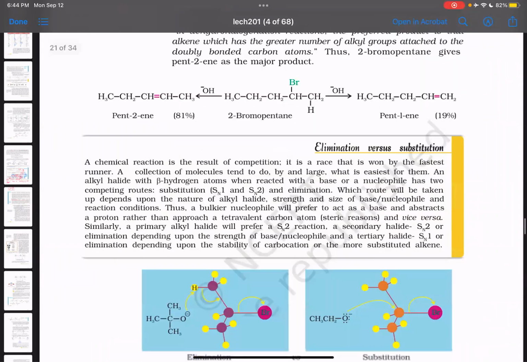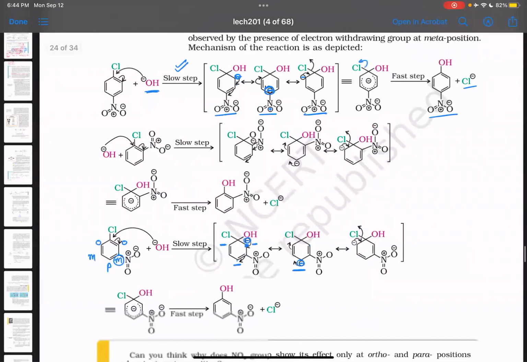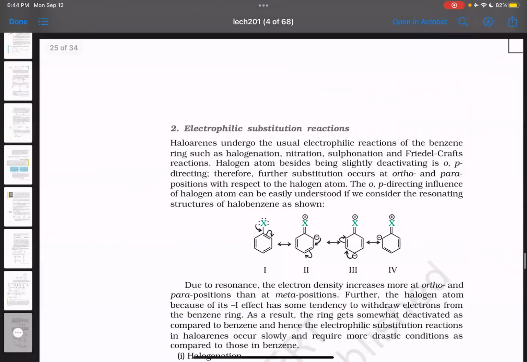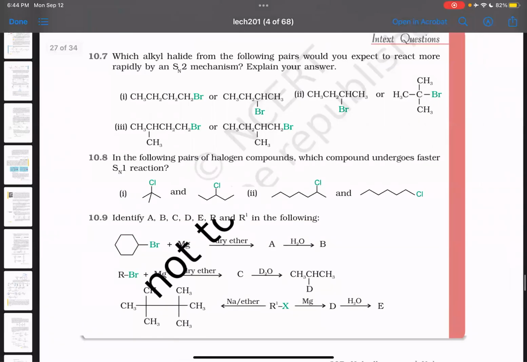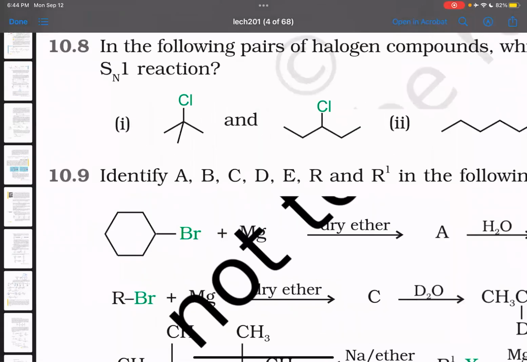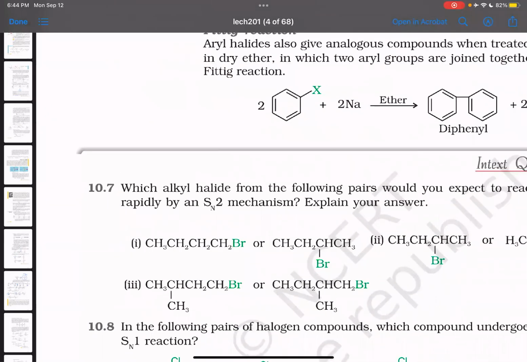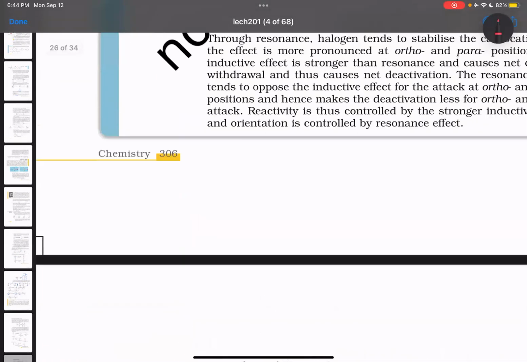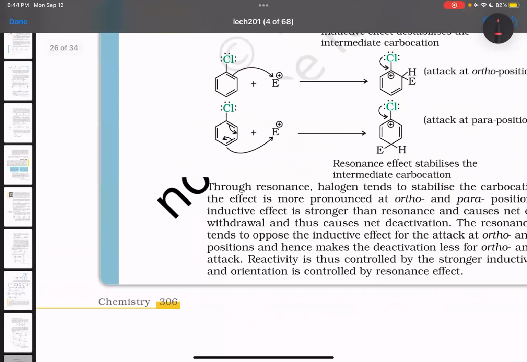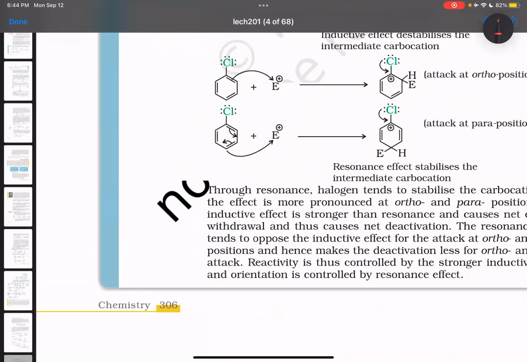And bimolecular nucleophilic substitution that we did. This is given in the last. Yeah, this one. This is Fittig, and this is Wood's Fittig. And simply, if you take an alkyl halide, that will be Wood's reaction. Is it clear?